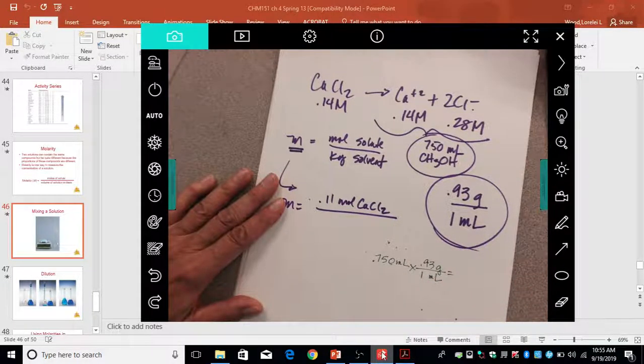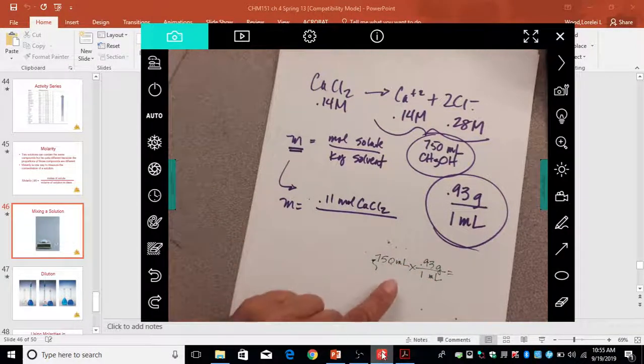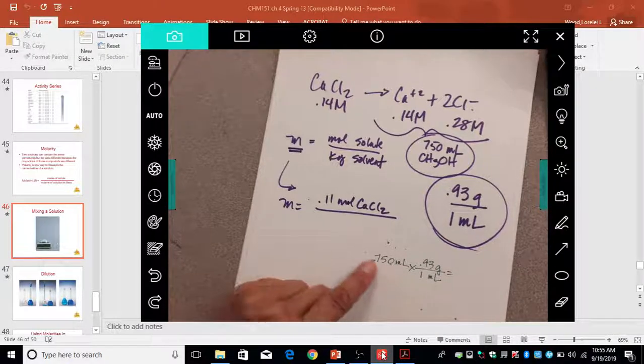Yeah, I don't think it's 0.75. Oh, I'm sorry, you're right. So then what's this with a calculator? Just less than 750 grams.